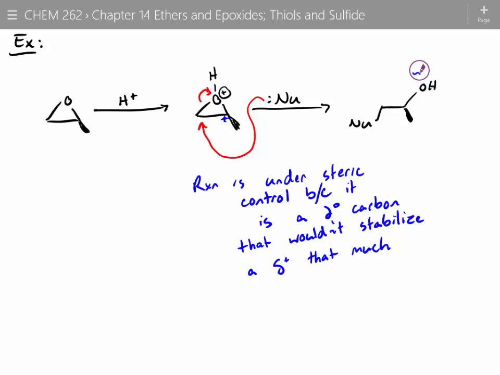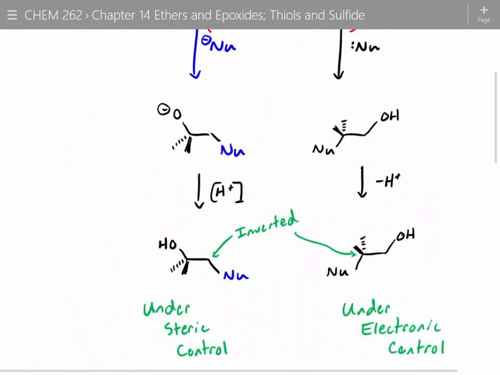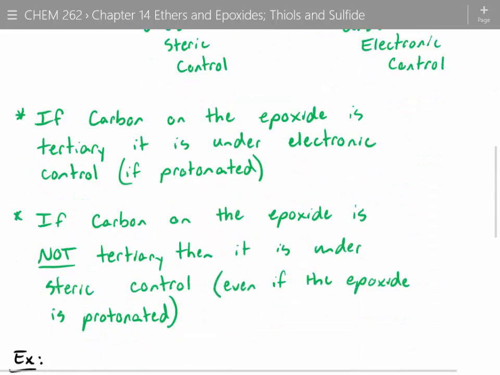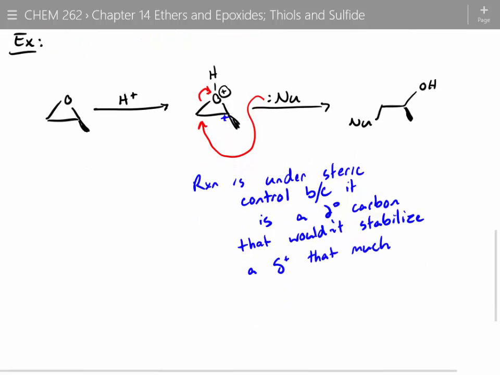So this is a good rule to remember: anytime you're under acidic conditions, it will add into the more substituted side. Anytime you're under basic conditions, it will add to the less substituted side, unless we're dealing with a secondary carbon. That's the one common exception. Are there any questions on that?